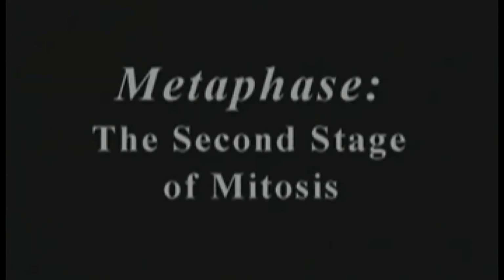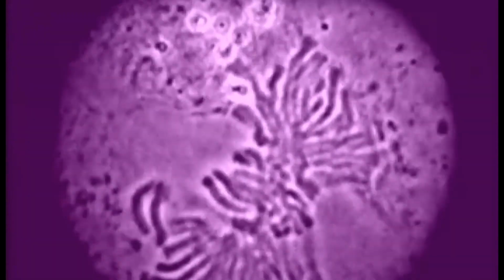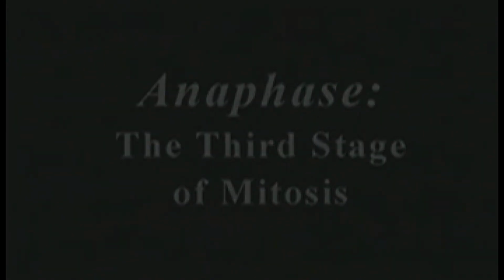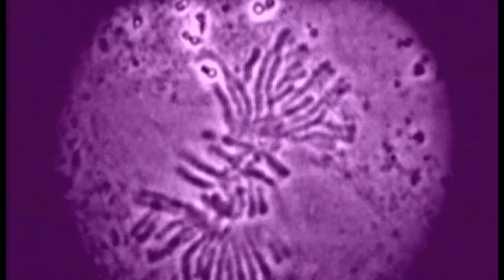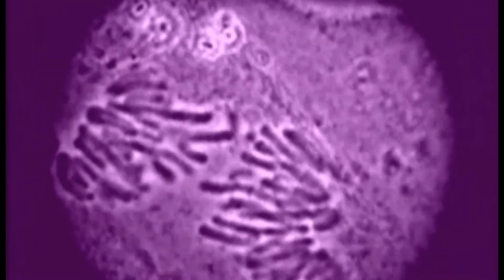During metaphase, the second stage of mitosis, spindle microtubules attach to the centromeres of the doubled chromosomes. Metaphase ends when all the doubled chromosomes have arranged themselves on the equator of the spindle. Anaphase, the third stage of mitosis, begins when the centromeres split apart. Then, with the help of the spindle microtubules, the sister chromatids pull away from each other and become separate chromosomes which swiftly move in opposite directions.